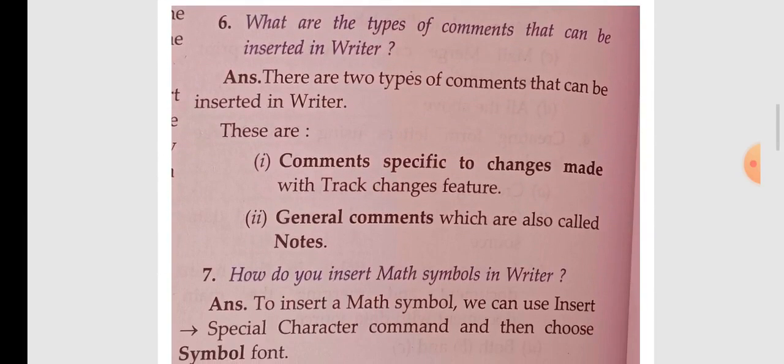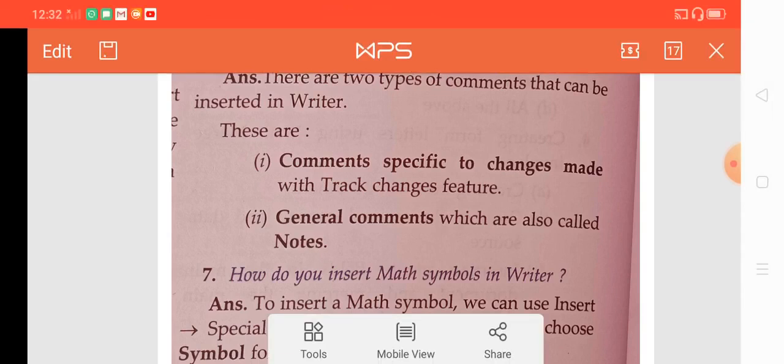Our next question is, what are the types of comments that can be inserted in Writer? Now that question is related to comments. So there are basically two types of comments that can be inserted in Writer: comments specific to changes made with the track change feature, and second, general comments, which are also called notes. So there are two types of comments. The first relates to the track change feature, and the second is general comments, also called notes.